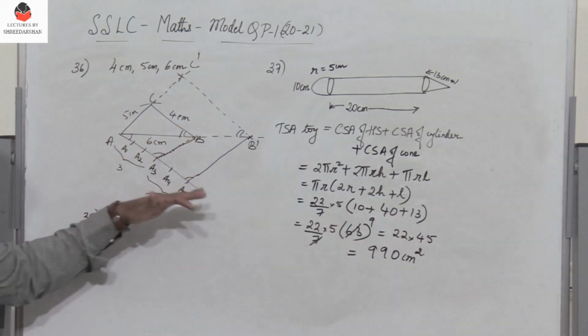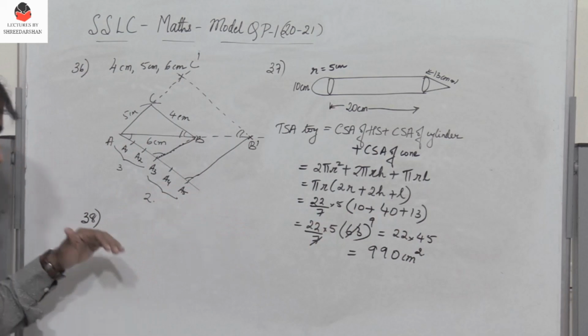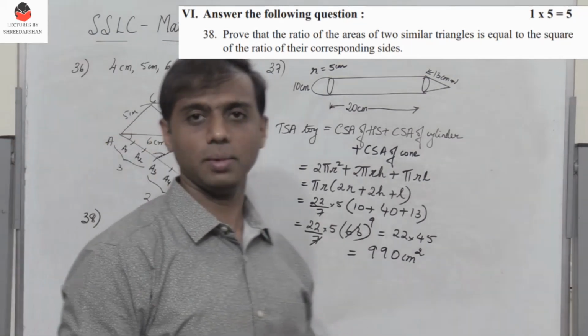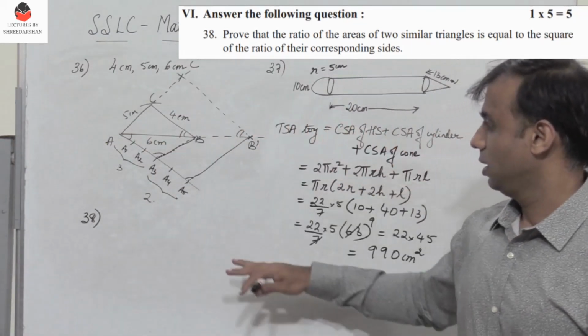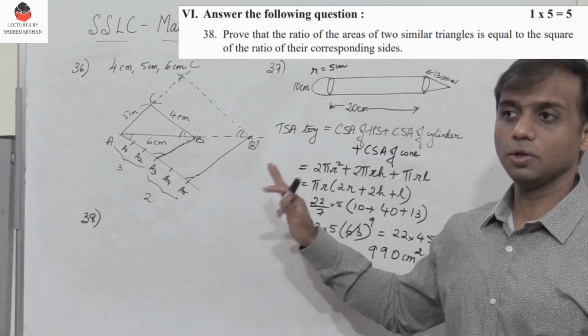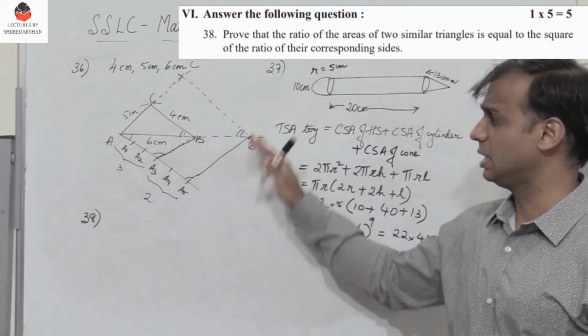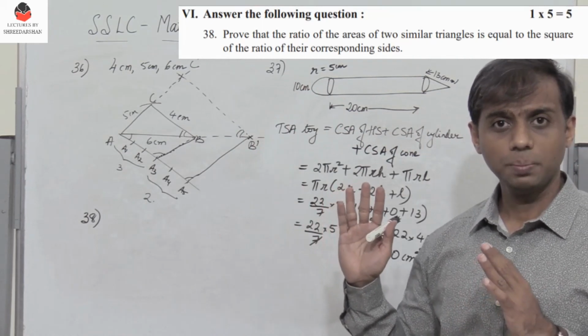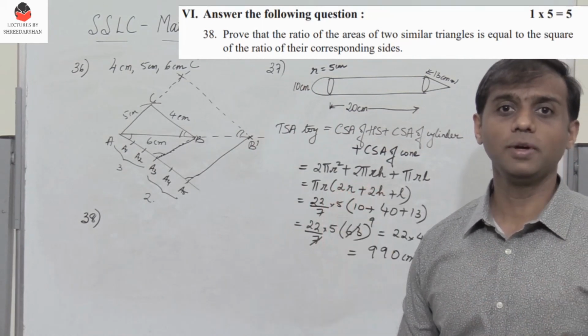So this completes all the problems in this section. You have the last problem, which is problem 38, which is a proof. Prove that the ratio of the areas of two similar triangles is equal to the square of the ratio of their corresponding sides. This is a 5-mark question. This proof is there in the textbook. I guess all of you know how to do the proof, so I will not be repeating it here.